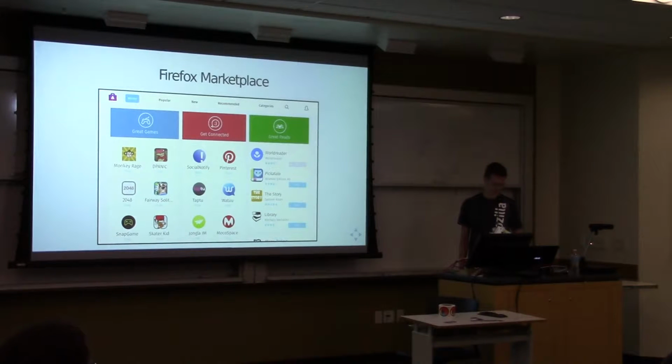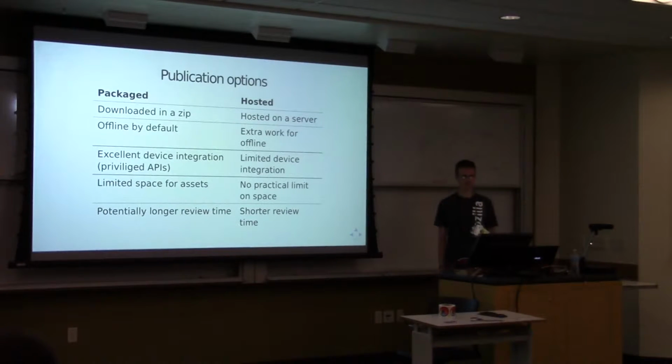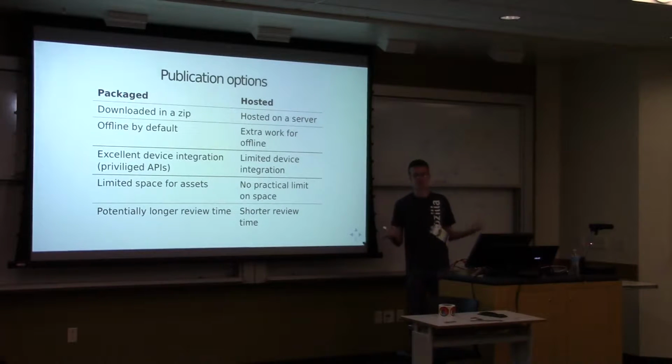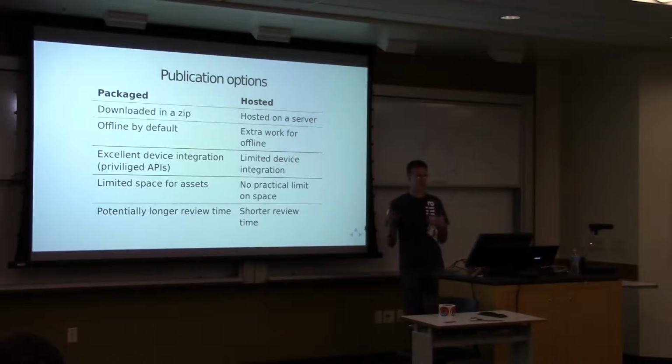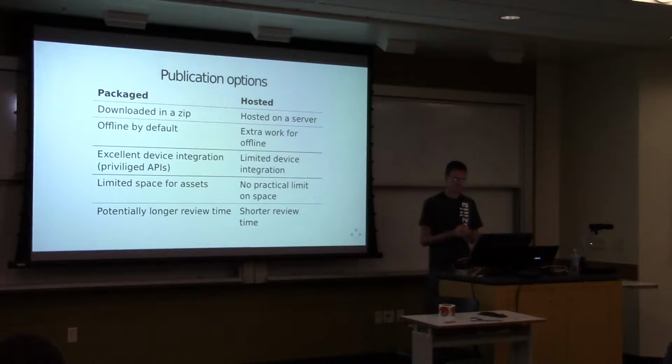I'm not going to go into too much detail about this, but basically you have two main options for publishing an app. There's packaged and there's hosted. Hosted is just your standard web app. It's hosted on the web. All you need really is that manifest.webapp. You submit the URL to that file to the marketplace, and then when the user installs the app, they're really just installing the reference to that web app.